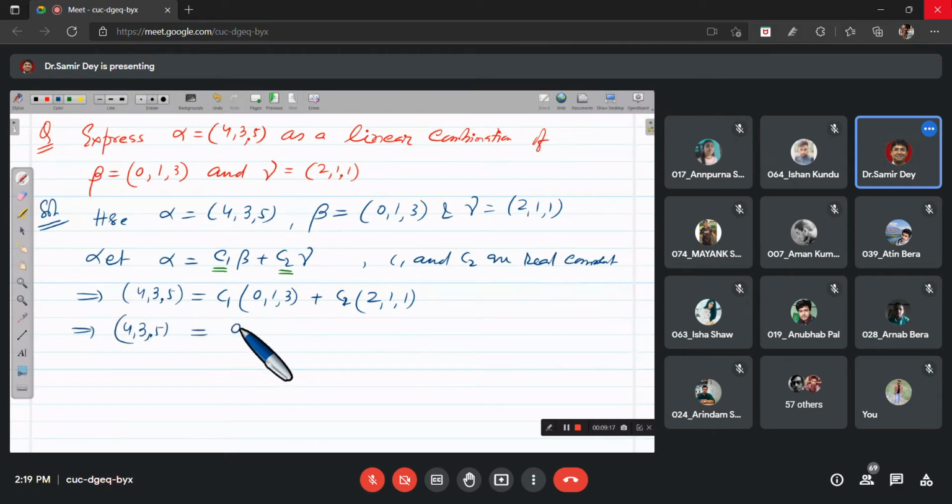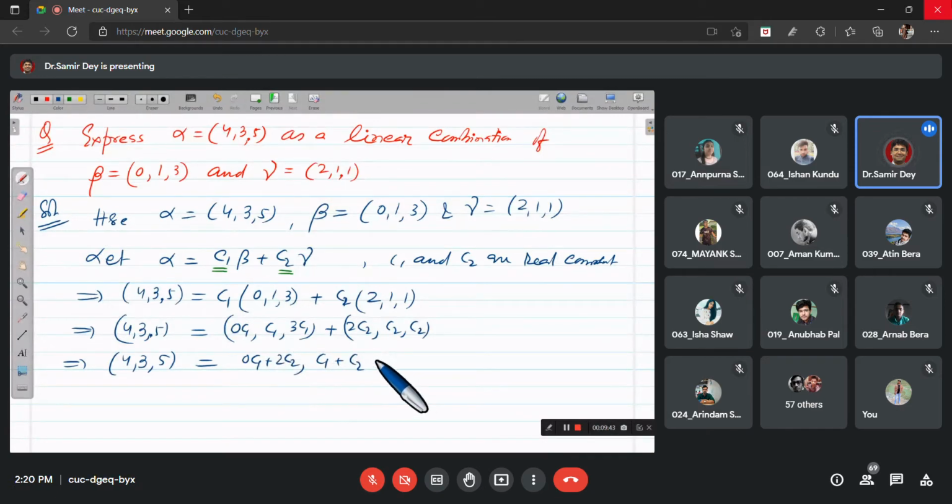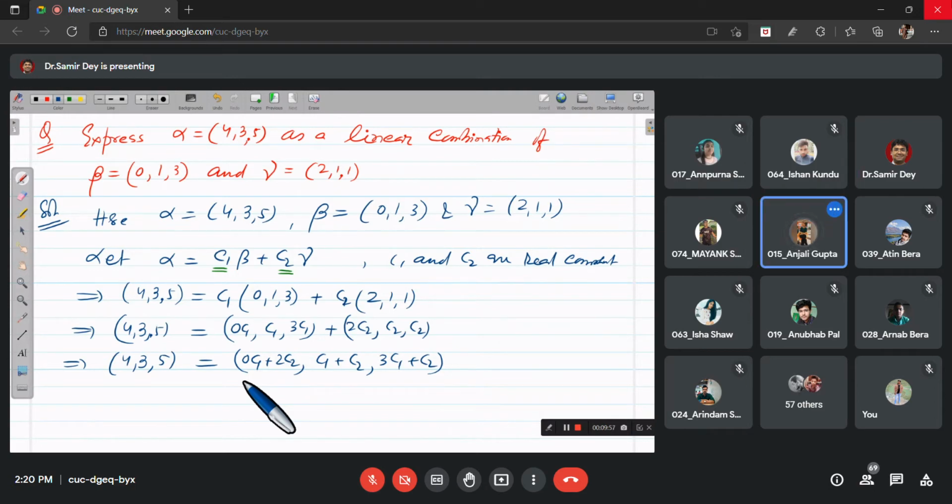Here you can write (0, C1, 3C1). Can you write this? Yes, sir. (4, 3, 5) is equal to, if you add component-wise, that is 0·C1 plus 2C2, C1 plus C2, comma, 3C1 plus C2. Can you write this? Is it possible to write? Yes, sir.